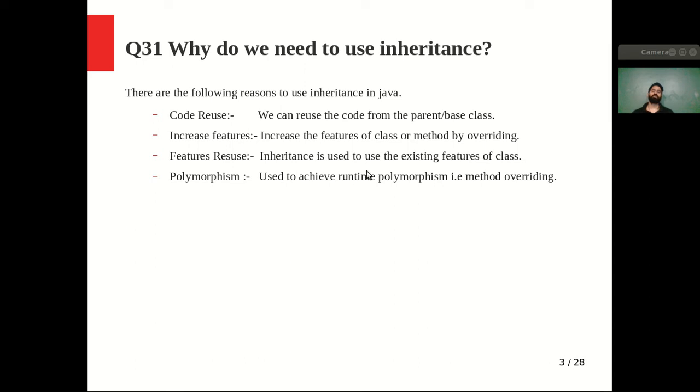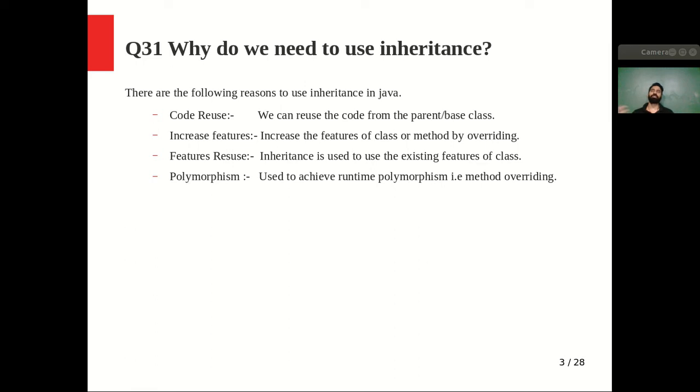The fourth point you can say is polymorphism. It is used to achieve runtime polymorphism by method overriding, right? So with inheritance, that is with overriding, and how we can achieve overriding with the help of inheritance. And with method overriding, we are achieving runtime polymorphism, right? The polymorphism topic we will discuss in the upcoming lectures. But for now, just keep in mind that by using inheritance, we can achieve runtime polymorphism.